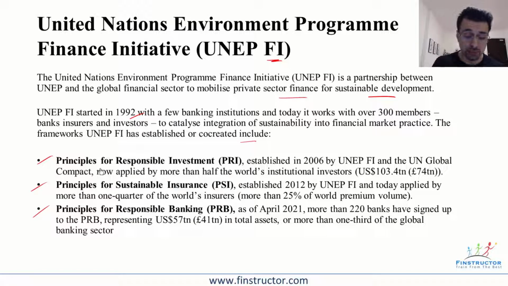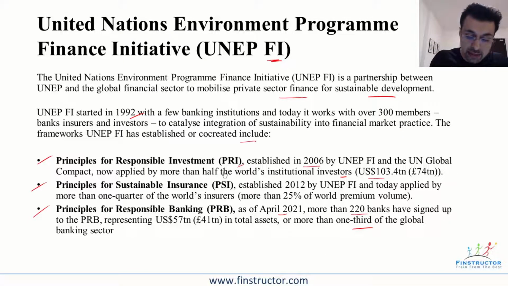So the first is the Principles for Responsible Investment, established in 2006 and now applied by more than half of the world's institutional investors, about 103, who manage about $103 trillion of assets. So it's become very big in recent times. Principles of Sustainable Insurance, established in 2012, applied by about one quarter of the world's insurers, and Principles for Responsible Banking, set up in April 2021, for which more than 220 banks have signed up, or more than one third of the global banking sector.